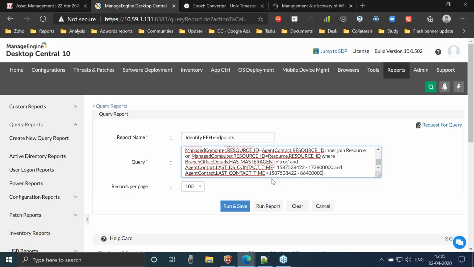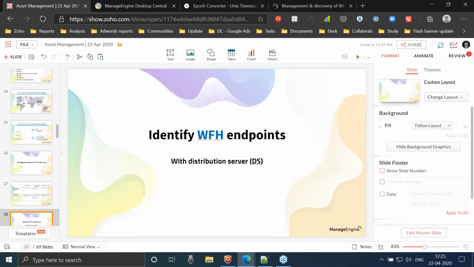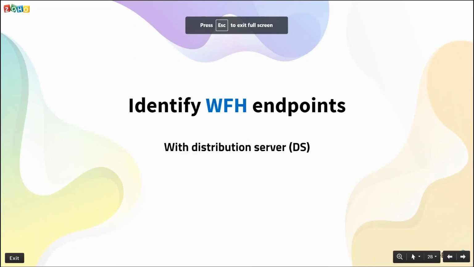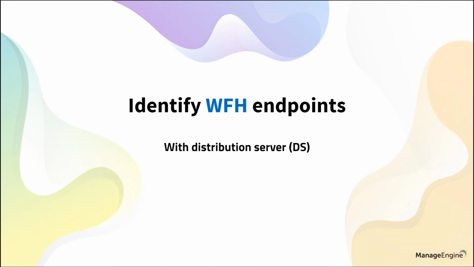If the last contacted time of the Desktop Central server is lesser than the last contacted time of the distribution server, then it is a work from home endpoint. Let me explain this with a clear example. If an endpoint has contacted the distribution server 2 days earlier, but has contacted the Desktop Central server 24 hours earlier, then this endpoint is a work from home endpoint. This is how you identify work from home endpoints that communicate through a distribution server.